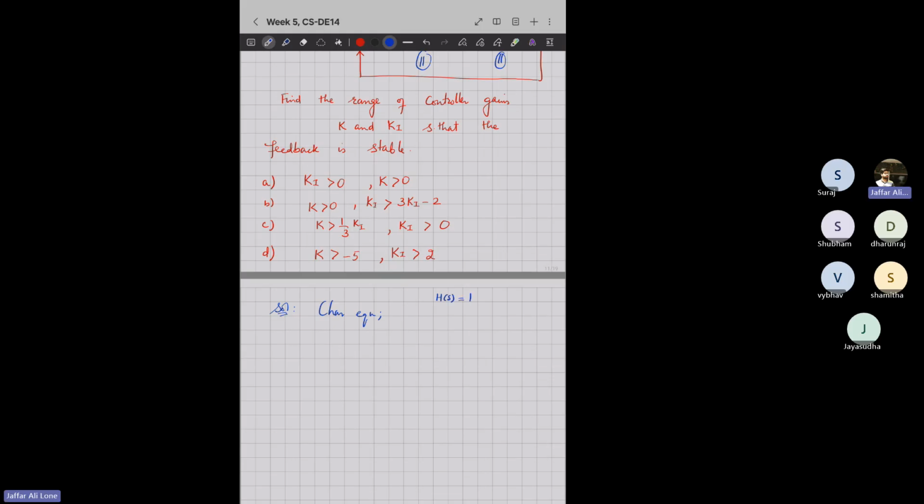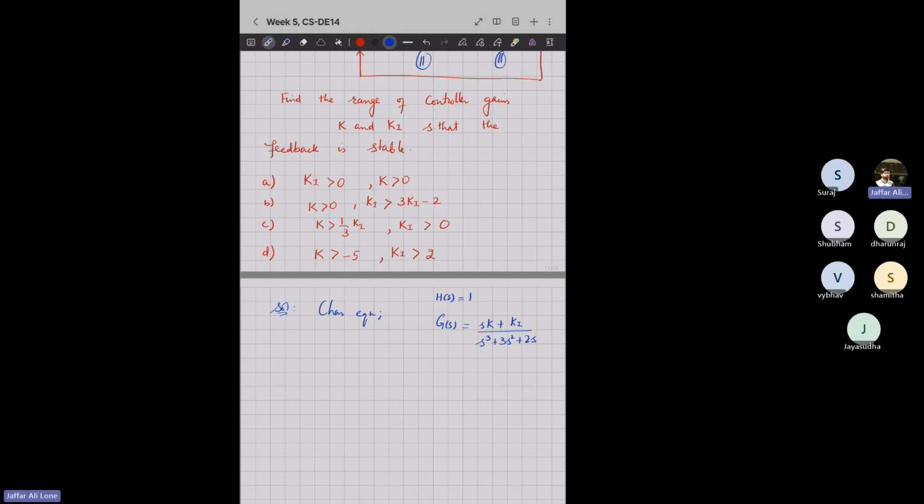Again, following the same pattern from the previous question, you just have to multiply the two. So I'll just write it for you. G(s) will be (sK + Ki) divided by (s cube plus 3s square plus 2s). So this is my G(s). I've given you G(s). I have given you H(s).